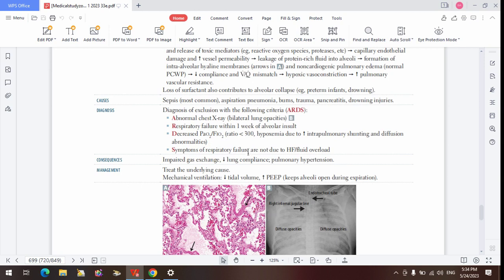So exactly. It should be more than 300. More than 300. But in them, it will be less than 300. So that is that. But do you understand the shunting I'm saying?